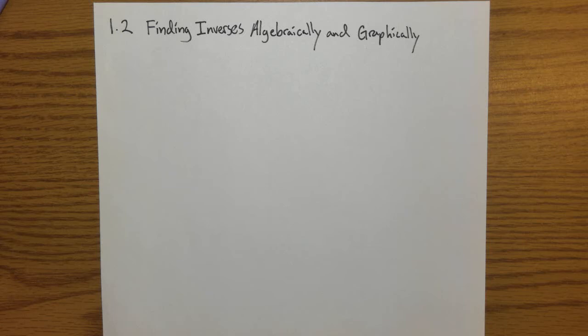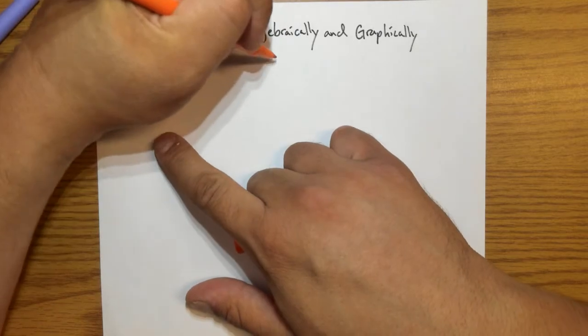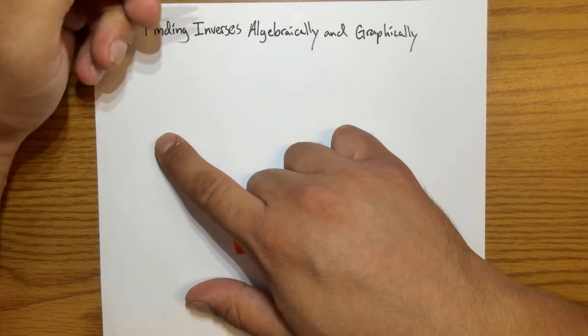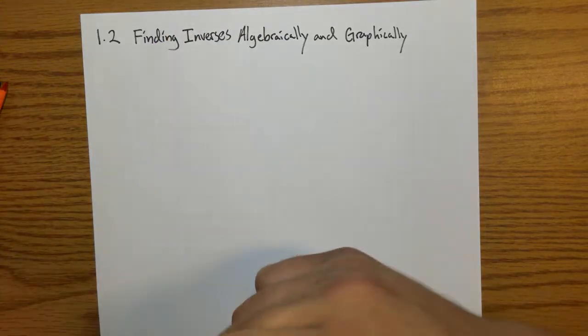So say if I have a function that does one thing, its inverse undoes that one thing. So let's first talk about how to find inverses algebraically. So let's start off with the steps, I suppose.